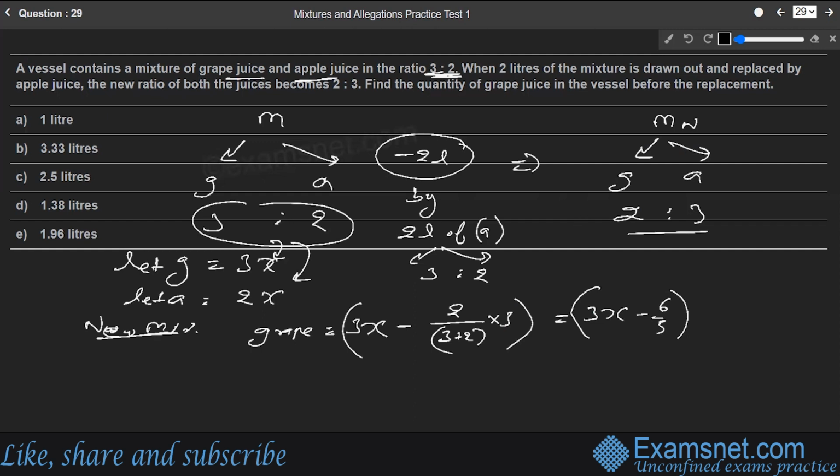Now similarly we'll find out what is the apple juice left when the 2 liters has been removed. The original apple was 2x, minus how much apple juice has been removed when 2 liters is removed?